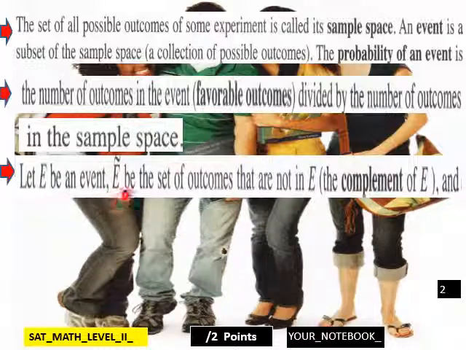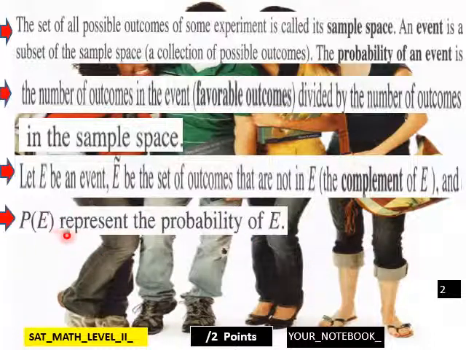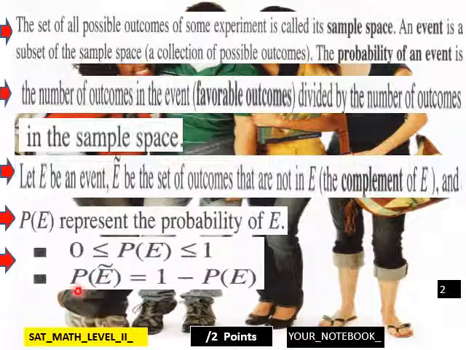Let E be an event. The complement of E, written tilde E, is the set of outcomes that are not in E. And P of E, with E in parentheses, represents the probability of E. So when we have 0 less than or equal to the probability of E less than or equal to 1, that would be a probability there. And then the probability of not E would be 1 minus the probability of E.